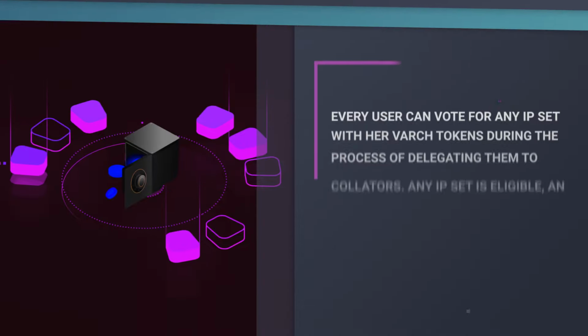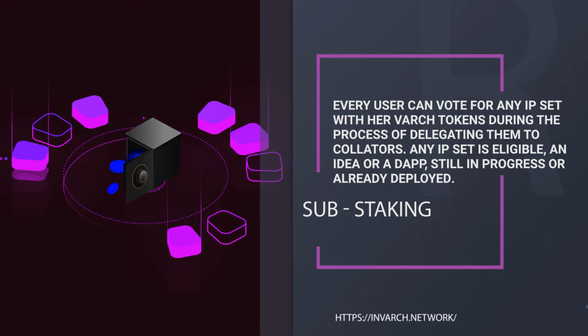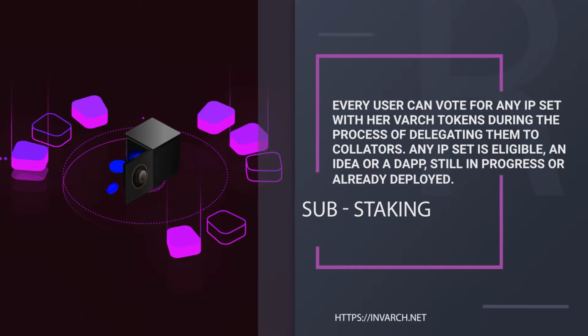Every user can vote for any IP set with her Varch tokens during the process of delegating them to collators. Any IP set is eligible, an idea or a dApp still in progress or already deployed. Users also will be able to divert a portion of their staking rewards to an IP set in exchange for a portion of its IP tokens, which can be used to raise funds for promising ideas.